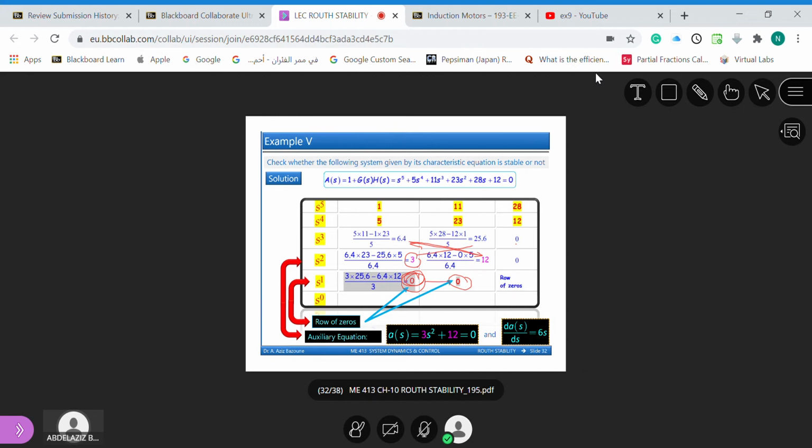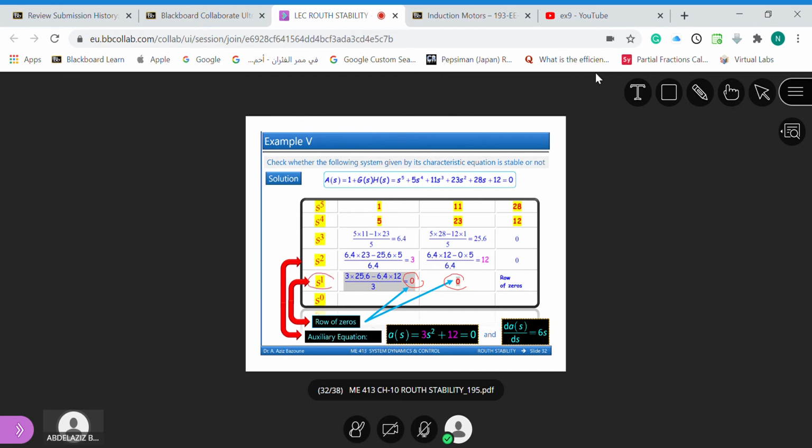So this is the row of zeros. What do we do here? We got a row of zeros here. One 0 is in the first column, and the other 0 is in the second column. So this is the row of zeros.